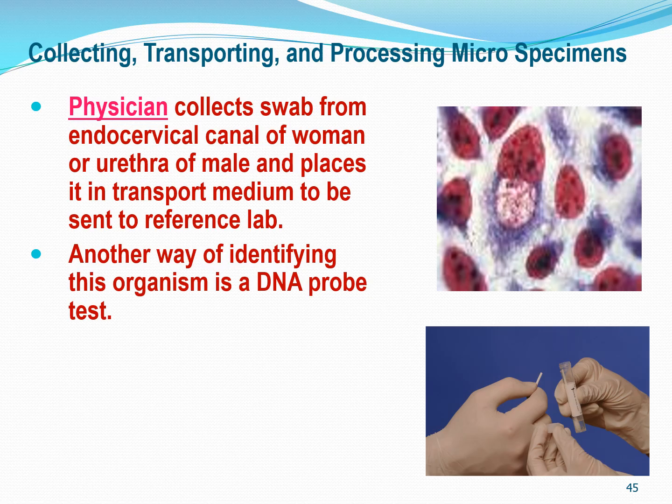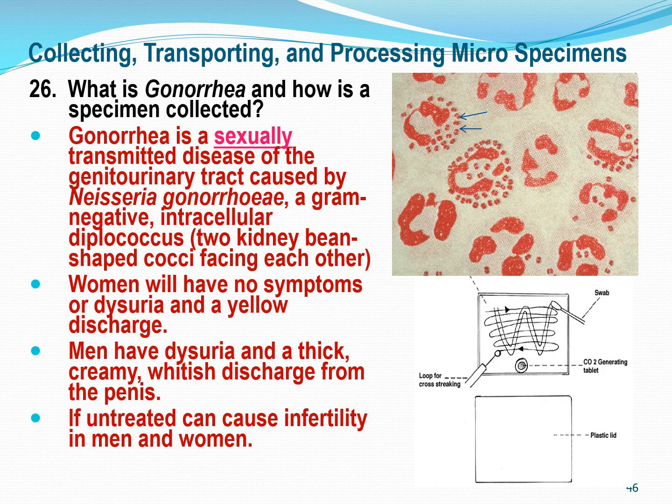Another way of identifying this organism is a DNA probe test. So now let's talk about another sexually transmitted disease, gonorrhea. How is that specimen collected? We want to talk about the collections because that's what we're talking about, right? Collecting, transporting, and processing these micro specimens.